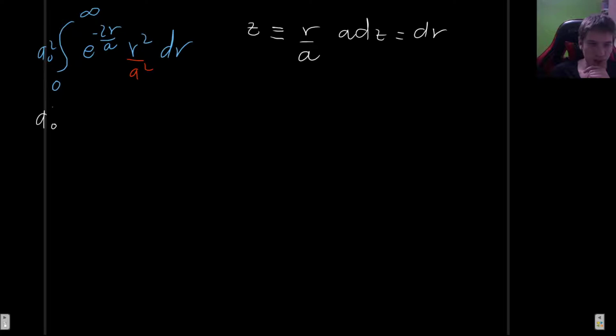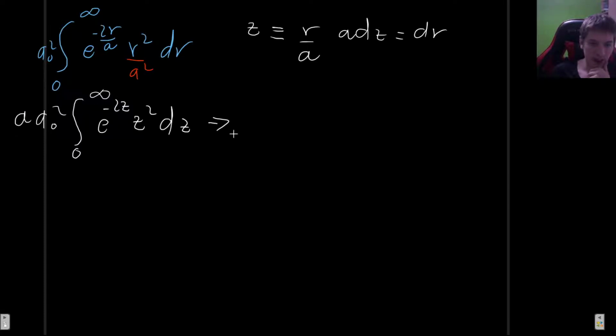So when we do that, we get a0 squared integral from 0 to infinity. The limits are still the same because when r is 0, z is 0. When r goes to infinity, so does z. And then we get e to the minus 2z times z squared dz times a. And the a we can just write out here.